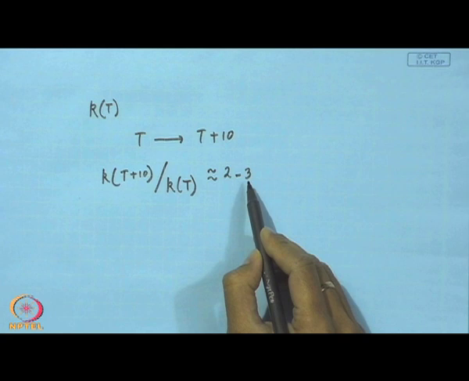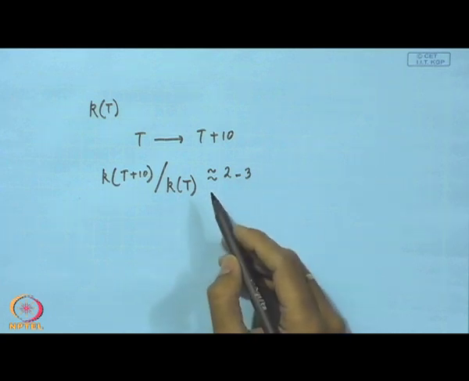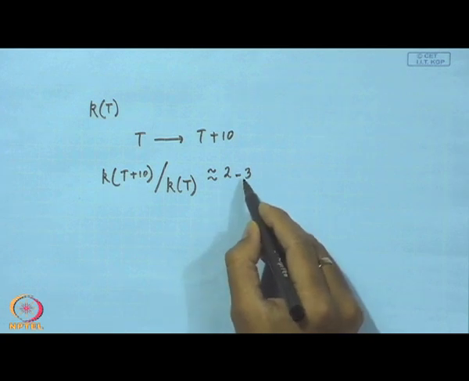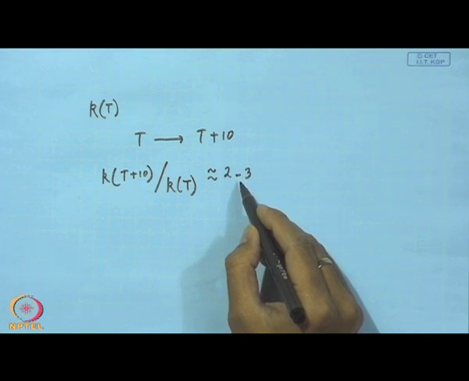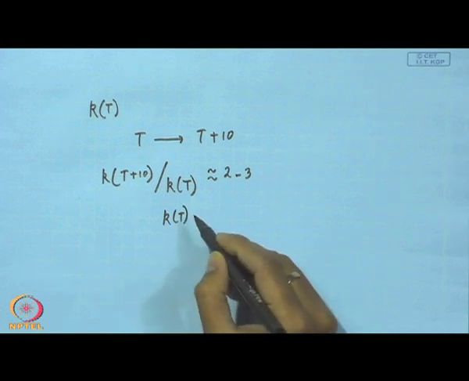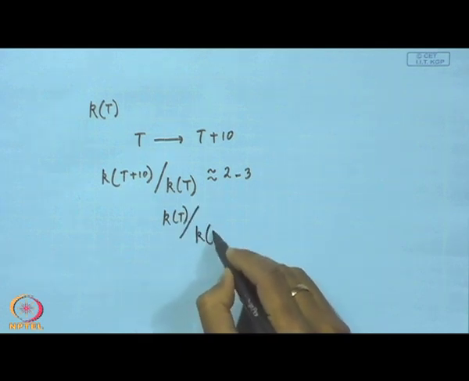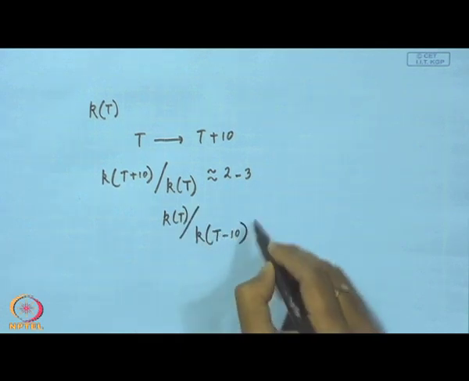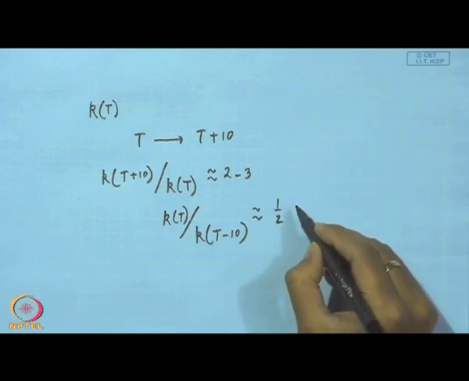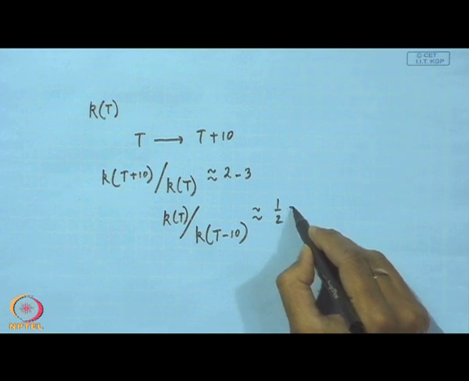It is an experience that in the same way, if you reduce the temperature by 10 degrees, the rate constant will be reduced by 2 to 3 times. That is, it will become half or maybe 1/3. That is, K_T by K_(T minus 10) will be of the order of half or of the order of 1/3.